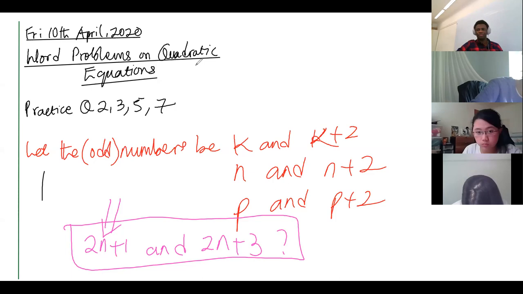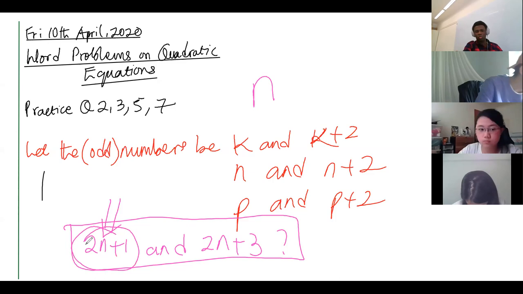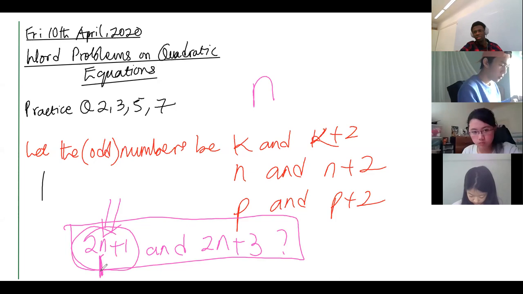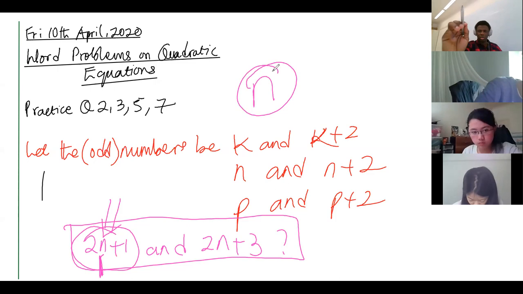Because at the end of the day, you are going to find the value of n, right? So at the beginning, you will assume that n is odd. So whatever you get is the odd number. But here, when we say an odd number is 2n plus 1, this is for any natural number, right? But this time around, your n can be assumed as the odd number itself. Then the next odd number will be this.